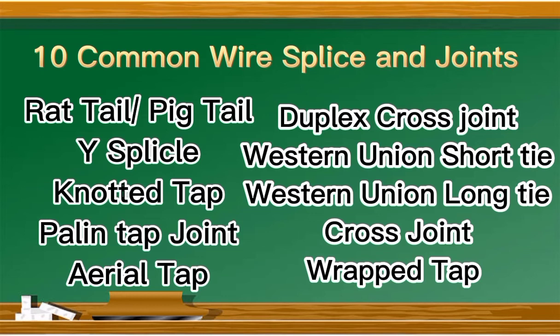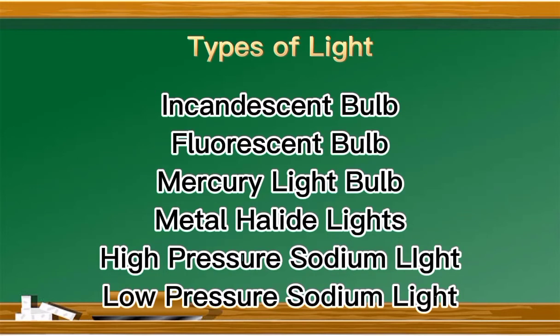So we have 10. We have the rat tail or pigtail, Y splice, knotted tap, plain tap joint, aerial type, duplex cross joint, Western Union short tie splice, Western Union long tie splice, cross joint, and the wrap tap or the T-joint. And last, we discussed the types of light, which are the incandescent bulb, fluorescent light bulb, mercury light bulb, metal halide lights, high pressure sodium HPS light, and the low pressure sodium light.